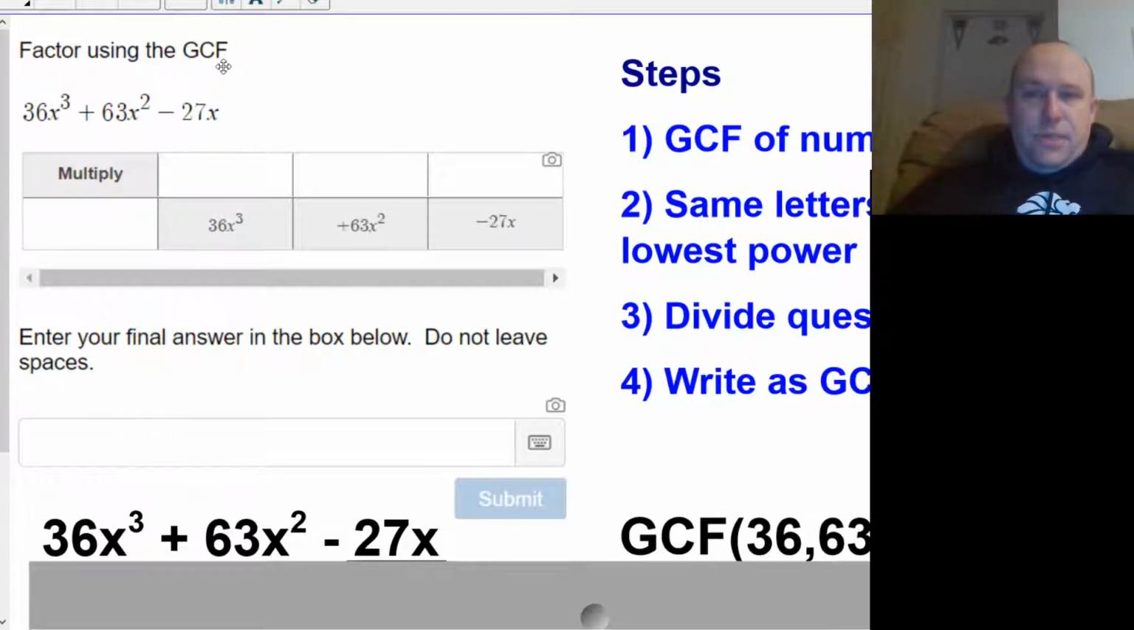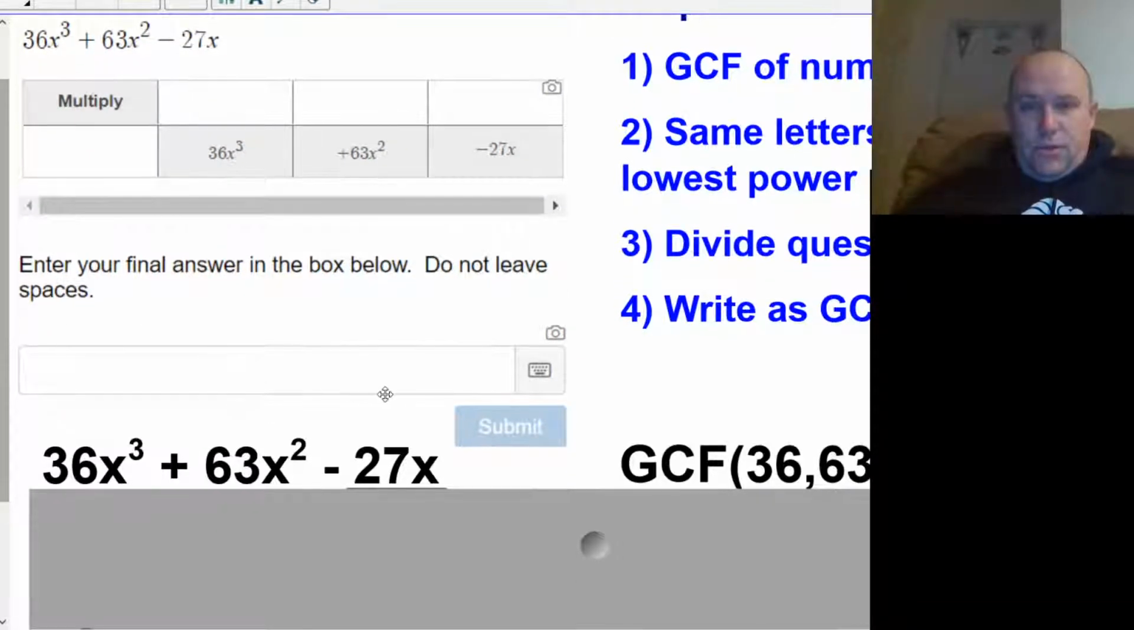It says factor using the GCF. Normally it would just say factor. So first of all, you do the numbers. So you do on Desmos, if you're not sure, GCF of these 3 numbers. The negative signs aren't really too important for this. And you would find out that the answer is 9.